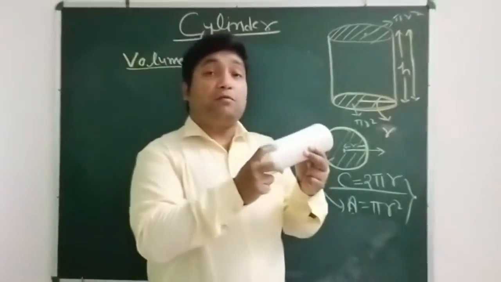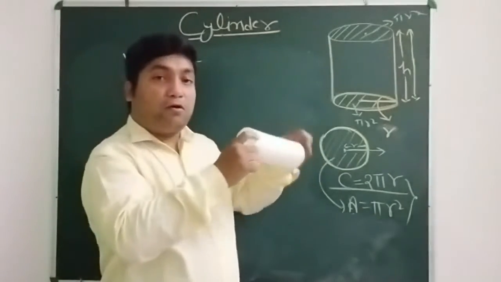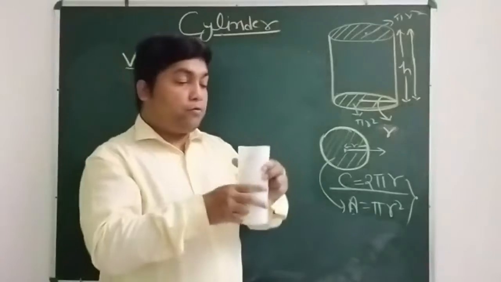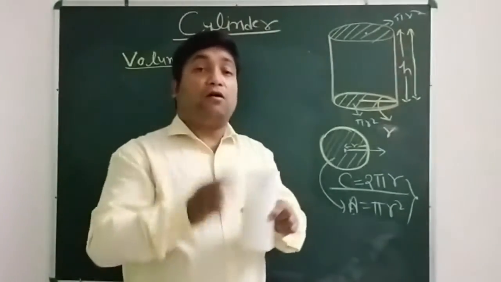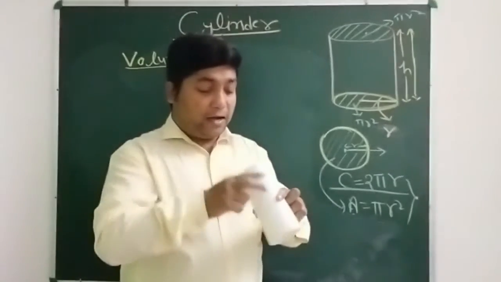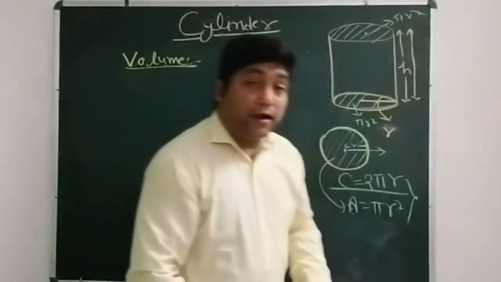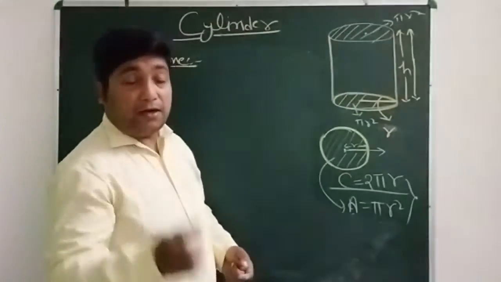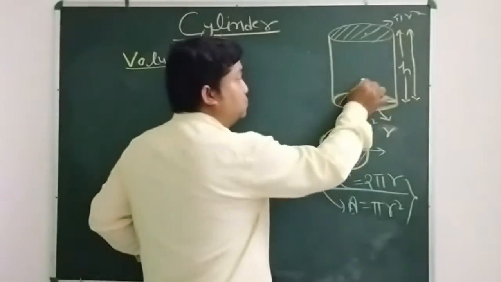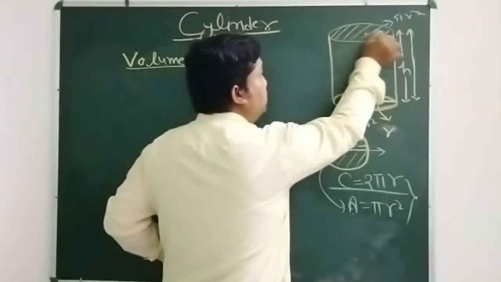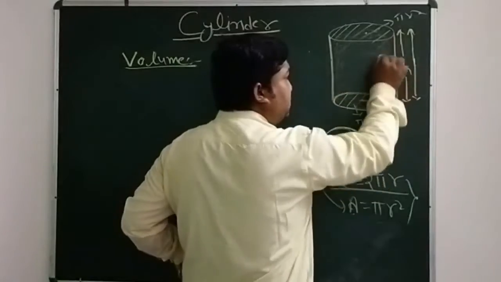The difference between the volume and CSA is that CSA is a curved surface, but volume is the space inside. If you put something in that thing, then that is the volume. In this thing, what is there? Air, there will be air inside. So if we want to find the volume of any kind of cylinder, we have to multiply the area of the base into height. The air or anything contained in the cylinder, that space is known as the volume.